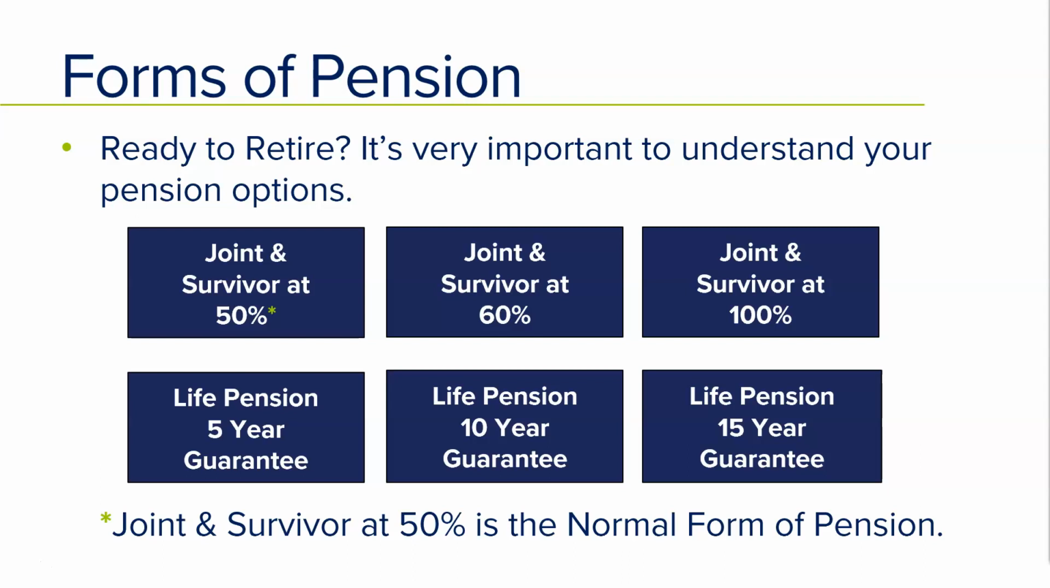If you don't have a spouse, or if your spouse would want to waive their right to the survivor pension, there's also the life guarantee options, where you could appoint a beneficiary as you would want.